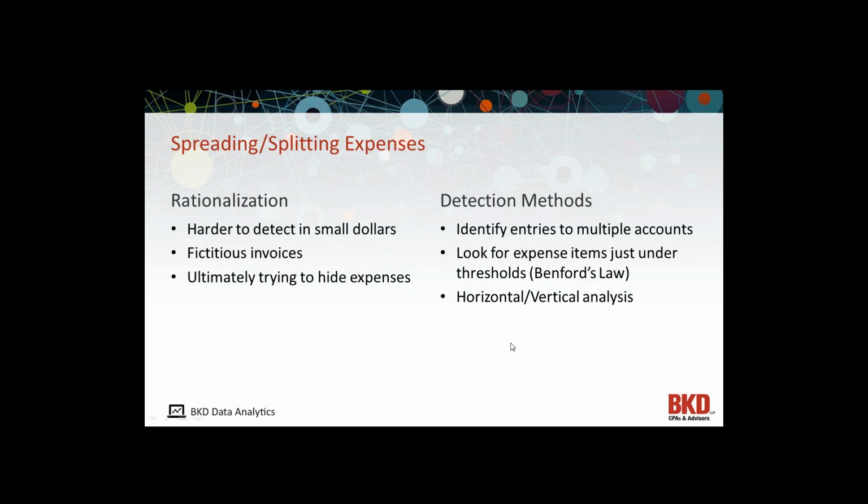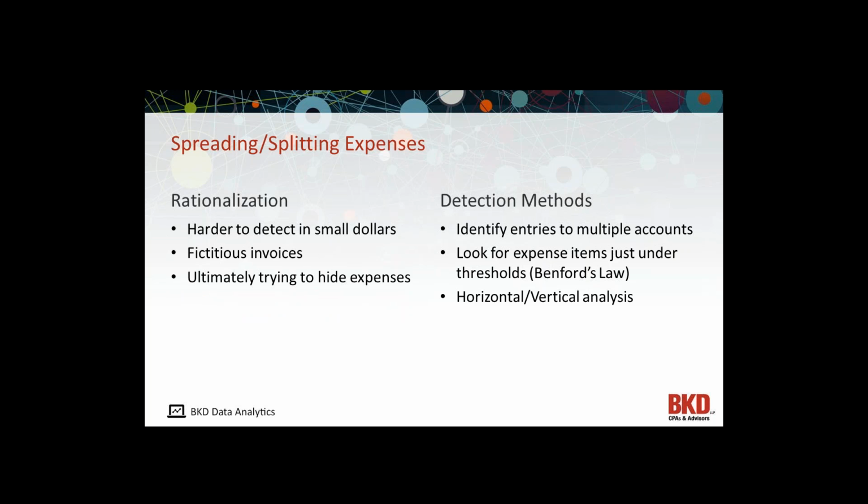The next one I want to talk about from a risk standpoint is spreading or splitting of expenses. The reason that this is commonly used, it's typically used to hide a fictitious invoice, and really it's all about hiding. The way that it's done is it's just taking that expense amount and spreading it across all of the various accounts, because generally speaking, it's harder to detect a small fraud compared to a large fraud.